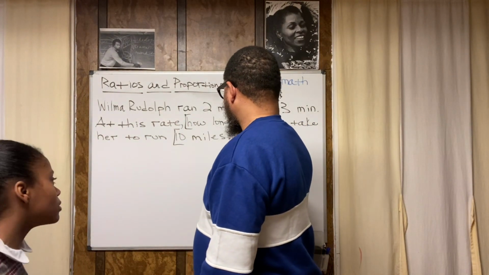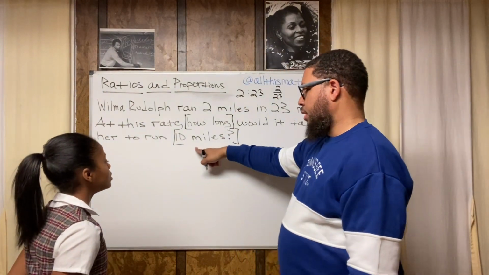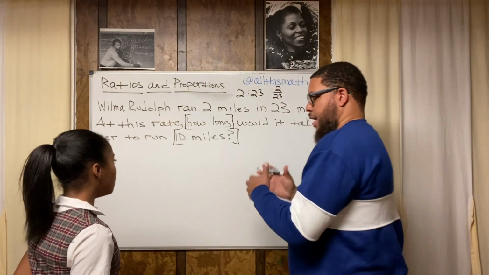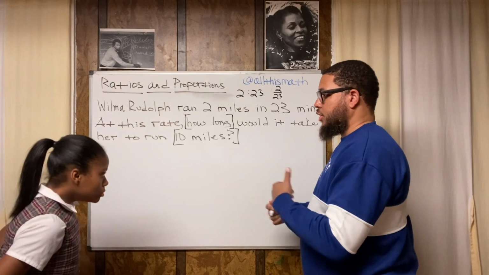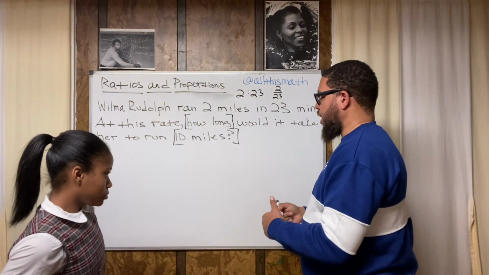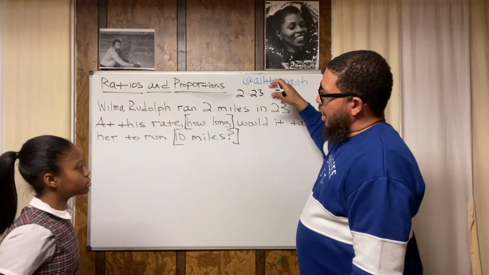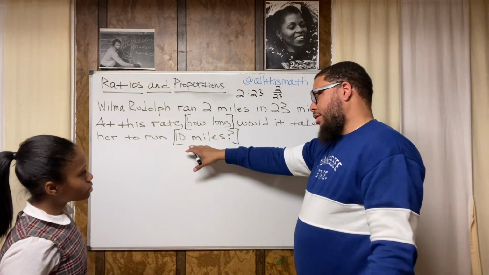So you know there's a relationship between 2 and 10, right? Isn't 2 times 5 equal to 10? So at this rate, meaning at the same rate, she's able to run just as far in just as much time. So if she can run 2 miles in this much time, how long would it take her to run this far?